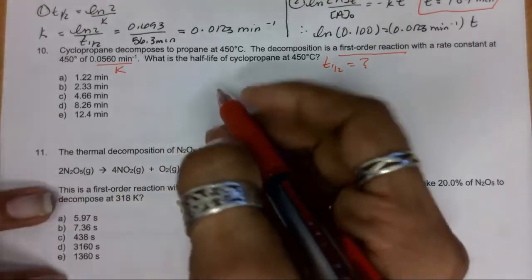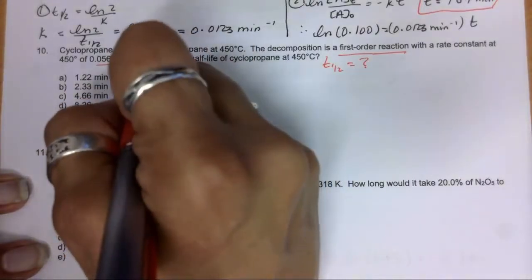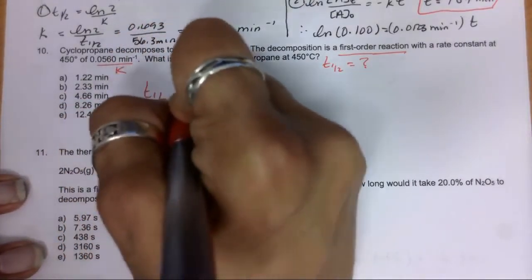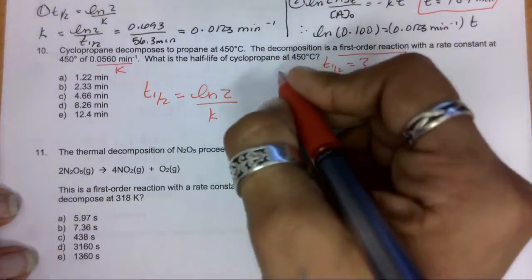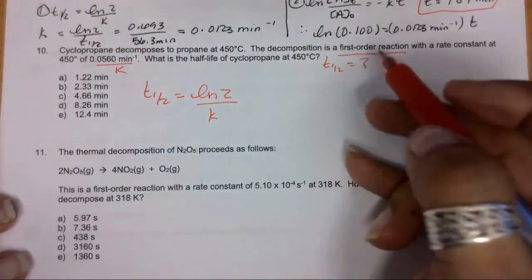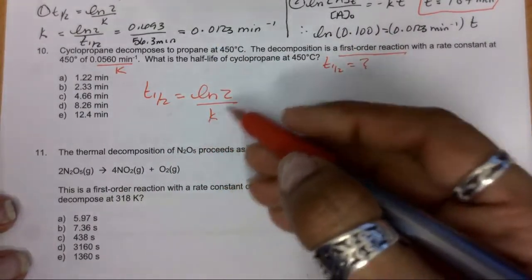Okay. Now, what were we told? First order. What's the half-life that we use for first order? t sub 1/2 is equal to what? The natural log of 2 over k. We were given k. Now, you're probably not going to get anything this easy, but I'm just trying to help you work some problems to see, you know, how you could rearrange this.